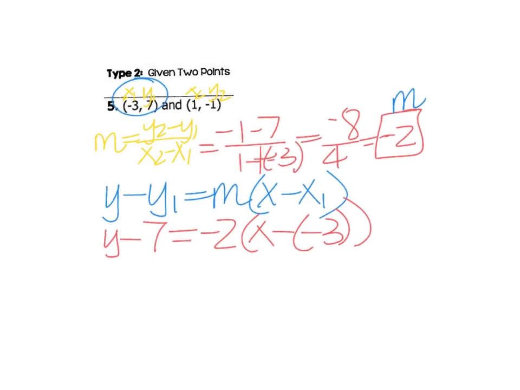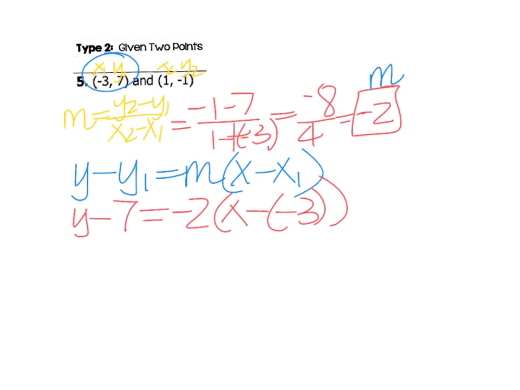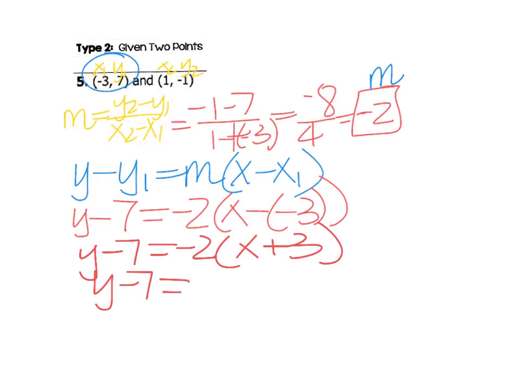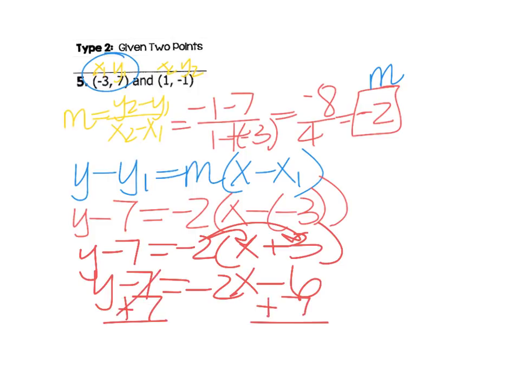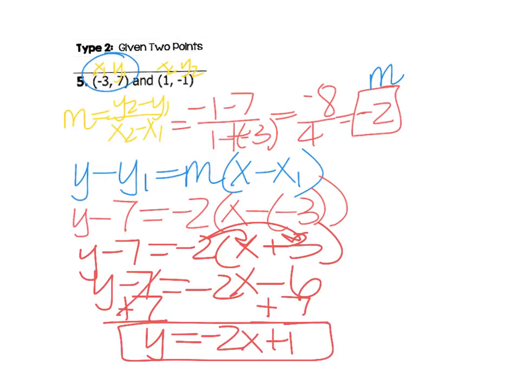Now, I need a little more space here. y minus 7 equals negative 2 times x plus 3. y minus 7 equals, we're distributing, so we get negative 2x minus 6. Add 7 to both sides. y equals negative 2x plus 1. And that's our final answer.